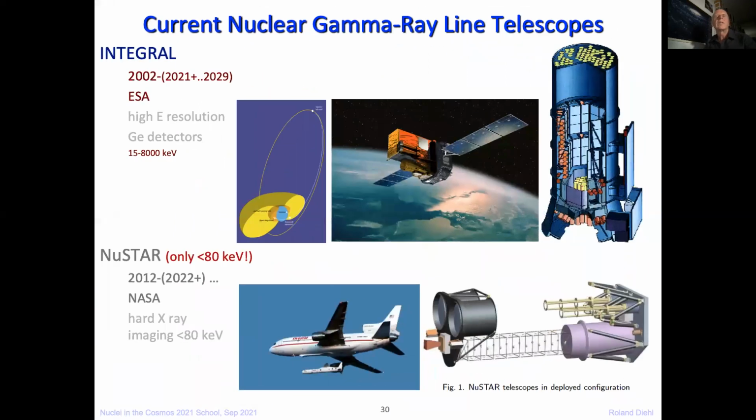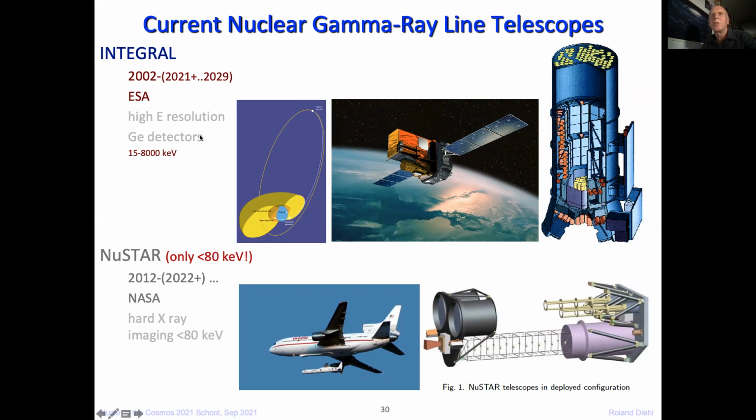At the moment, we still have 2 missions operating that measure gamma rays from cosmic isotopes. This is the Integral spacecraft from the European Space Agency that is in a highly eccentric orbit, and it was launched in 2002, and it will enter the atmosphere again in 2029. So it still has a few years to operate, and luckily all the components work till today.